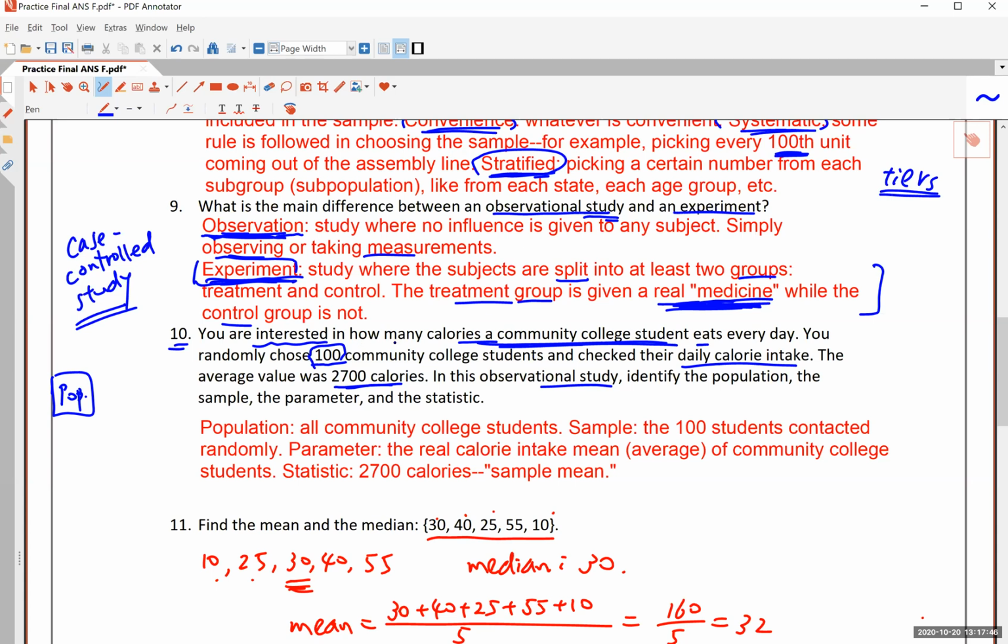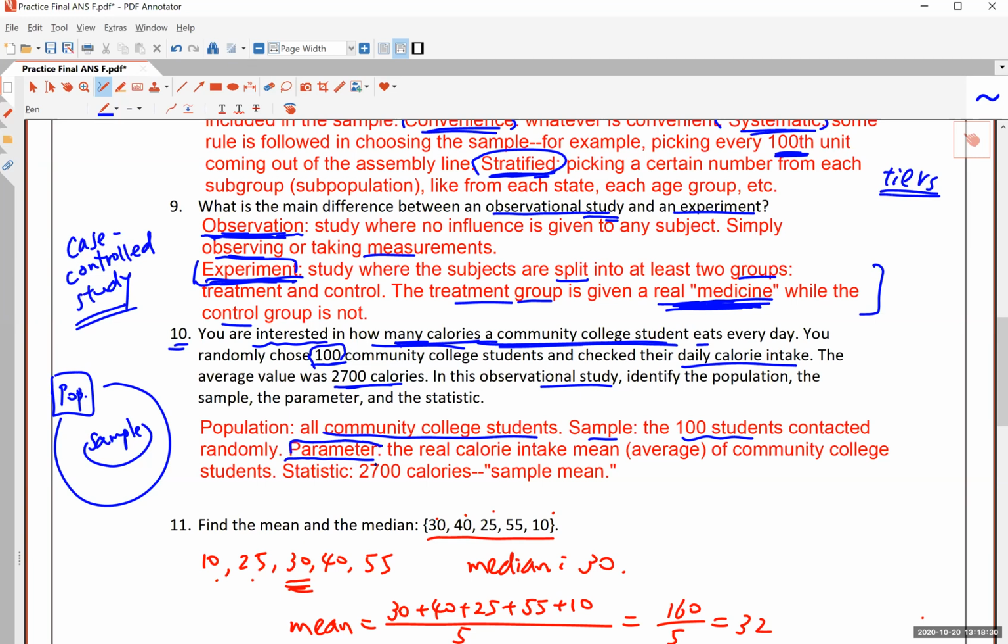Because you want to find out how many calories a typical community college student eats. It doesn't say specifically these 100 people. So what are these 100 people? That's your sample. So your sample is always a subset of the population. The population is all community college students. The sample is the 100 students you picked. And the parameter is the number that you are really seeking. In this case, your question was focused on how many calories, and so the answer to this question, the daily calorie intake of a community college student, is your parameter.